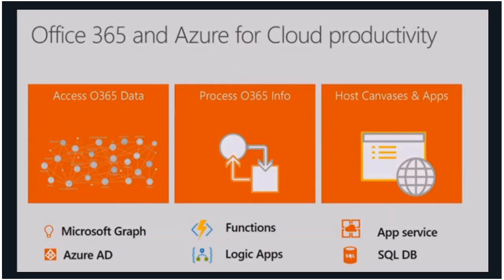So if we think about Office 365 and Azure together for cloud productivity, we get to access the Office 365 data, reach into it, process it, and apply those business rules and logic and compliance and governance standards to make sure I'm only getting access, in the context in which I'm accessing the data, to what I should have. And then using these canvases to paint these scenarios.